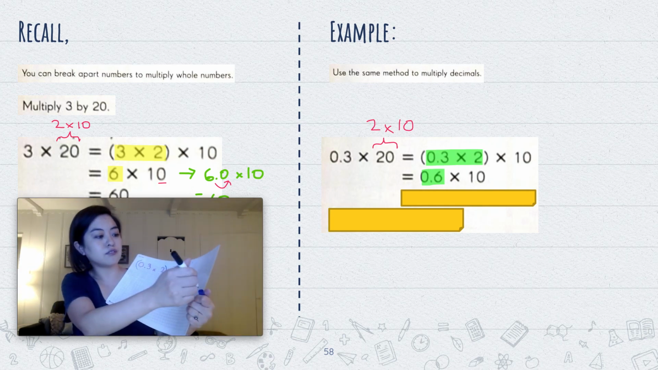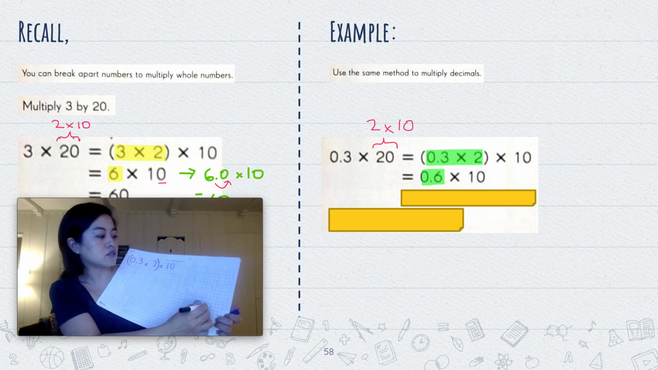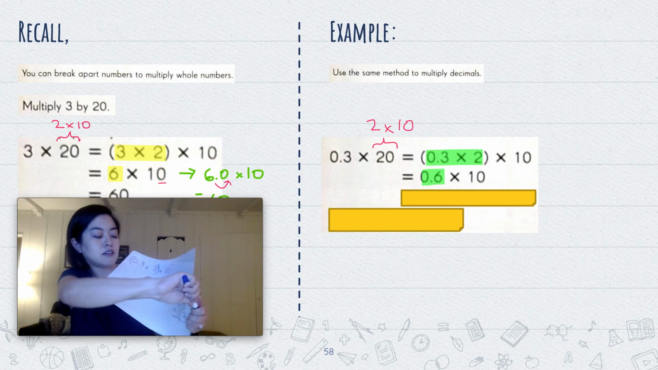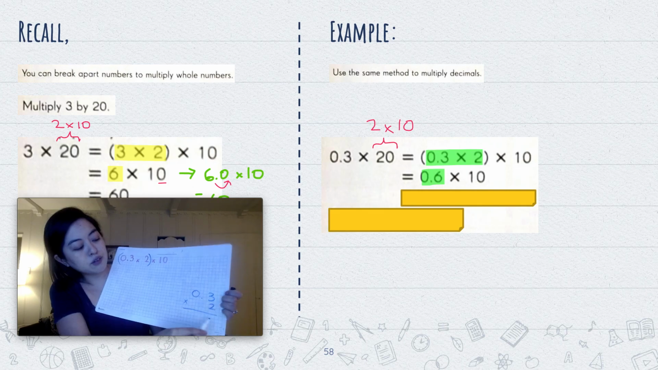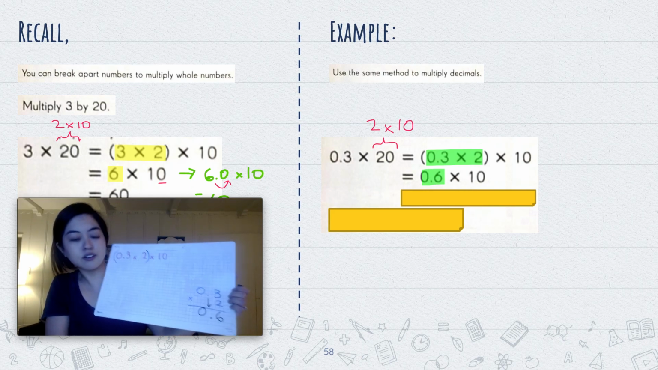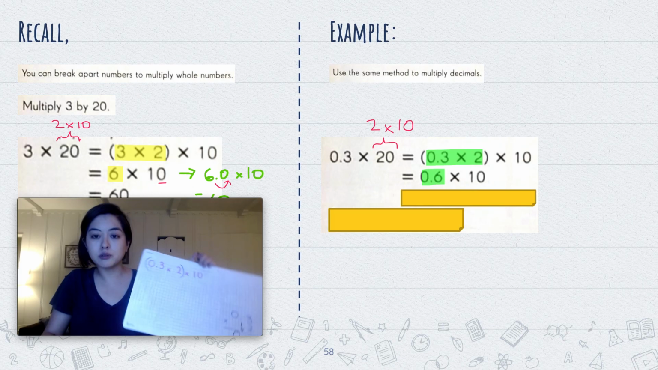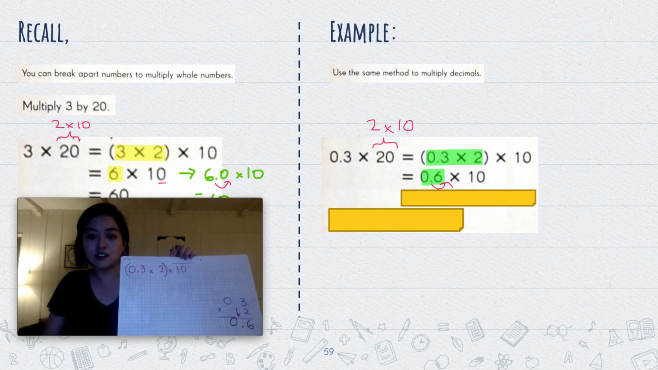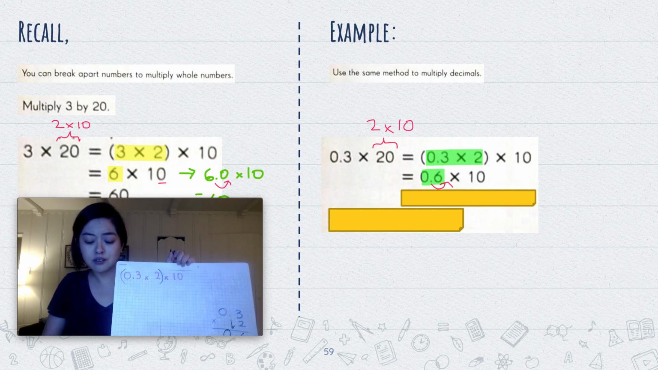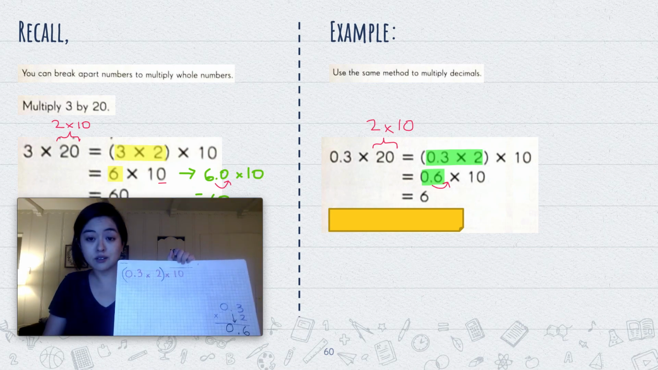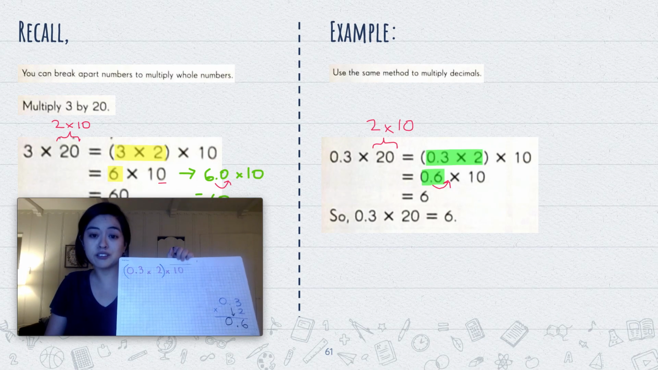And just in case you forgot how to do it, you can just set it up like this, right? I'm going to do 2 times 3, which is 6, then 2 times 0, which is 0, then I'm going to drop the decimal point, so it's 0.6, okay? So now I have 0.6 times 10, and all you need to do is move the decimal point to the right once, and that will equal 6. So 0.3 times 20 is 6.